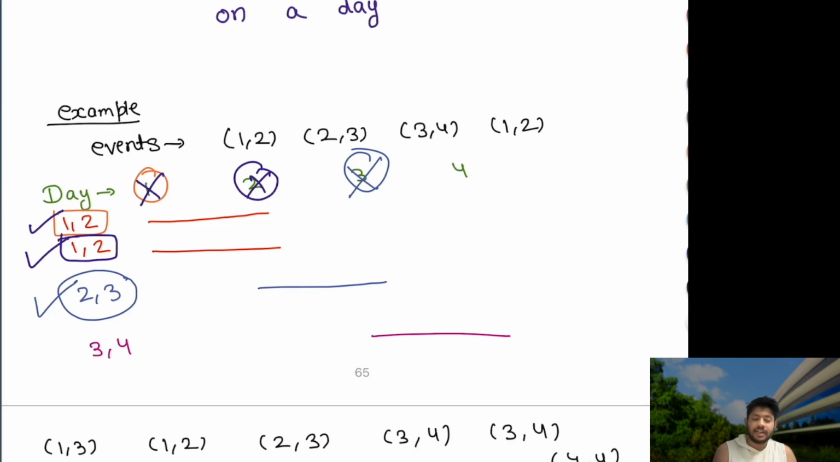Now I cannot attend any more events on day number 3. On day number 4 I have just one event which is happening and I will attend this. So I will attend the 3,4 event and I can say attended. No more events can be attended on day number 4. Total 1, 2, 3, 4. All 4 events we can attend.